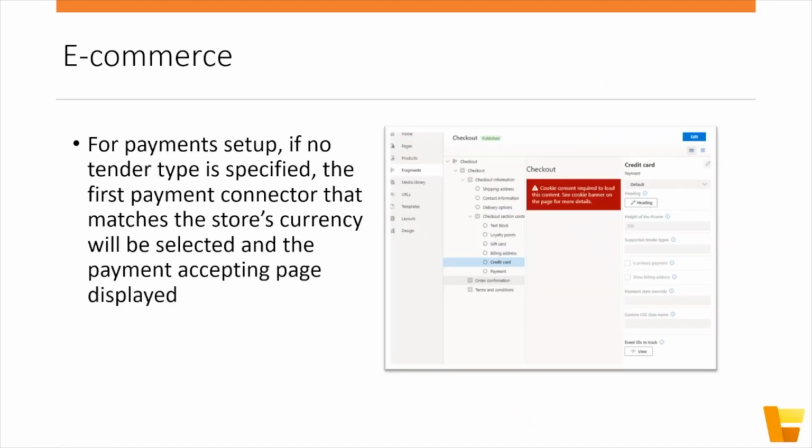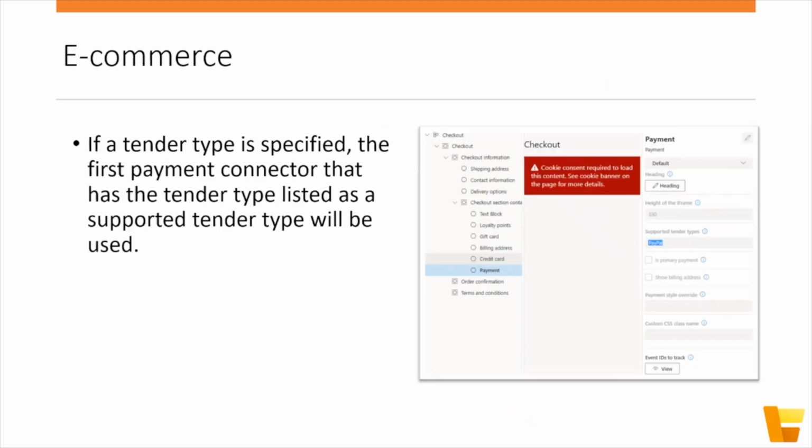For e-commerce, if you don't specify a supported tender type for the payments fragment, then what we do is we just grab the first payment connector we find that matches your store's currency. Alternatively, like for PayPal here, you see my supported tender type is PayPal. So when we render this checkout UI, we go figure out which connector supports the tender type called PayPal, and that's the payment connector for which we show the payment accepting point.